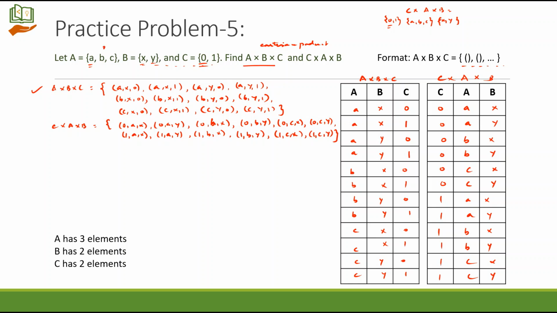A has 3 elements, B has 2 elements and C has 2 elements. So this is 3, 2 and 2. The cardinality they are saying. A into B into C will give you 3 into 2 into 2. Altogether 12 ordered pairs will be present. So 12 pairs are there. What about C cross A cross B? 2 into 3 into 2 will give you 12 ordered pairs.